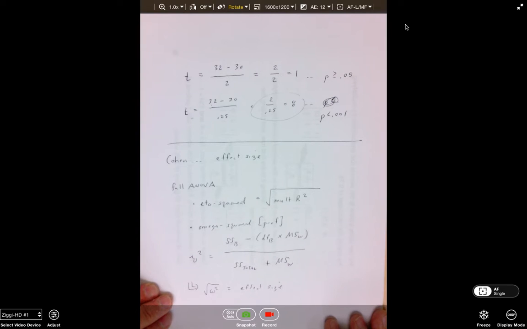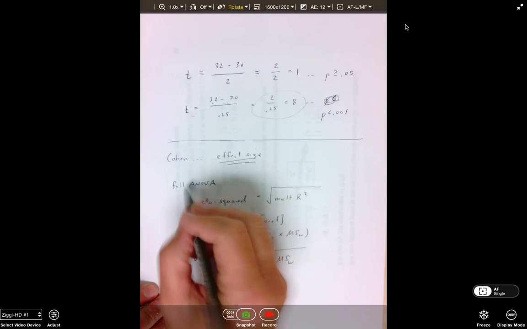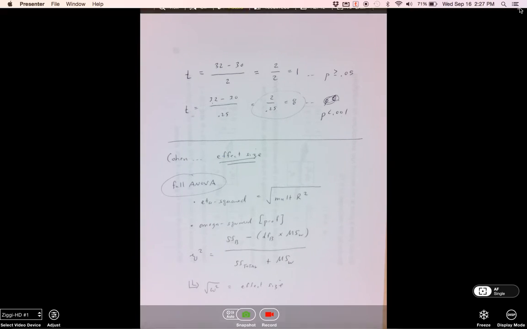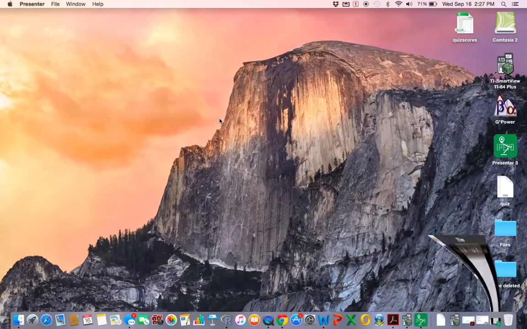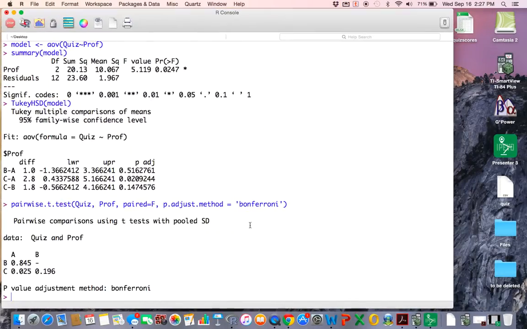Ultimately, effect sizes for our full ANOVA are really not that interesting, and I will point out something that I think is more interesting. So guys, let's go back over to R, because that's the way we do our calculations in this class.